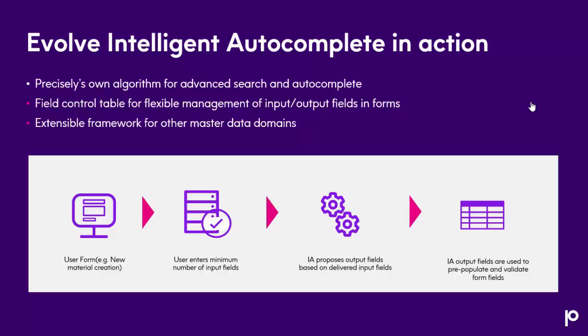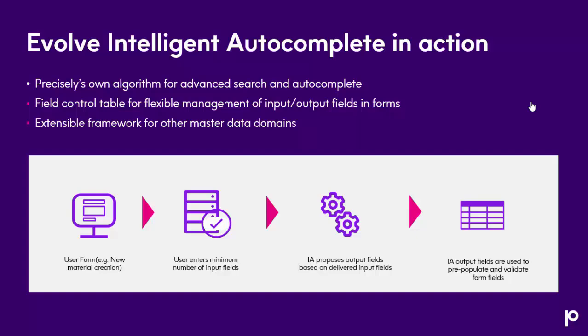At a high level, Evolve Intelligent Autocomplete is Precisely's own algorithm for advanced search and autocompletion of output values. There's a field control table, or what I call mapping, that's part of the solution, where you would choose what are the input values that are going to predict the output values. And based on some settings, it will either default the values and it will color code it appropriately. It's an extensible framework that'll work across Material Master, but also other master data domains. In addition, the framework will support other types of models, and so you'll see more coming.